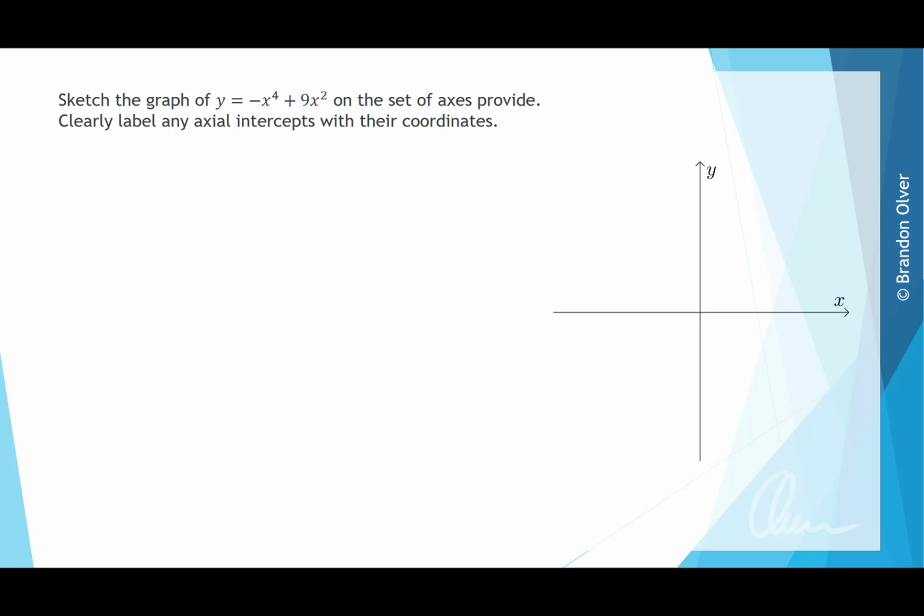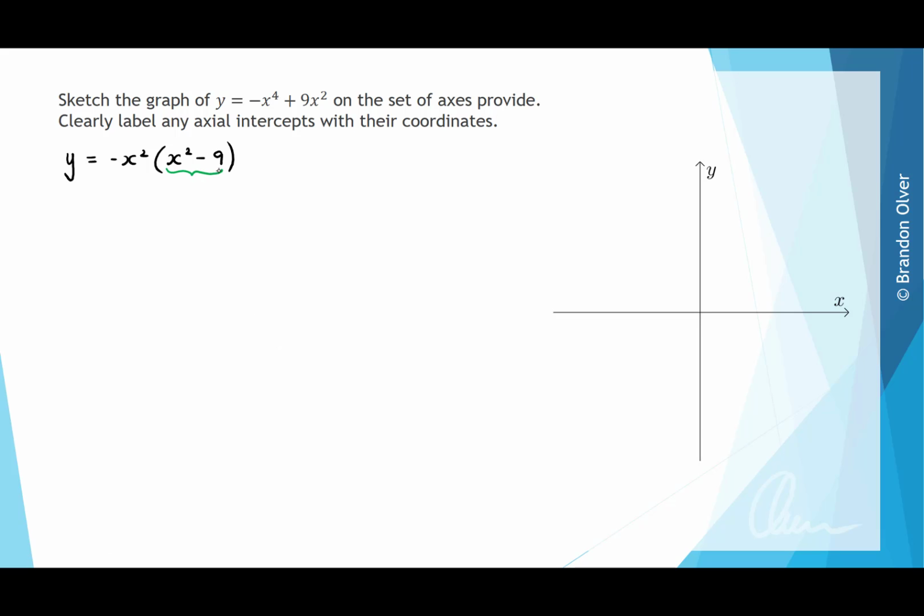Sketch the graph of y equals negative x to the power of 4 plus 9x squared on the set of axes provided. Clearly label any axial intercepts with their coordinates. So the first thing we can do is inspect the equation of the quartic that we wish to graph, and we can see that negative x squared is a highest common factor that can be removed. Therefore, we can write this equation as y equals negative x squared times x squared minus 9.